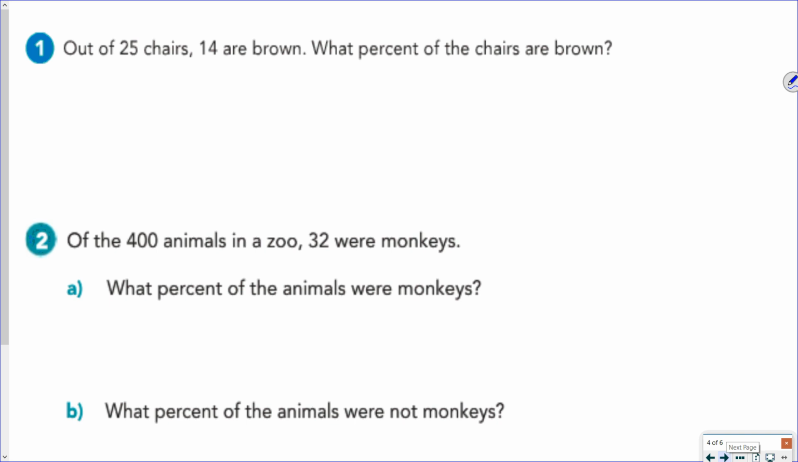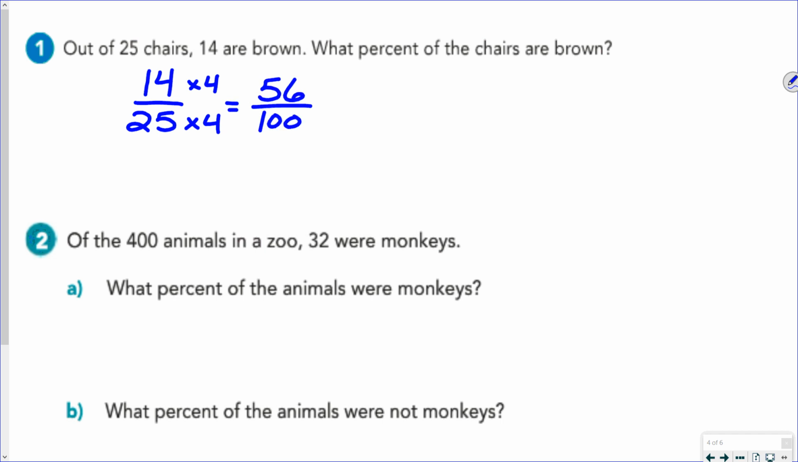Out of 25 chairs, 14 are brown. What percent of the chairs are brown? So again, we'd start with what fraction are brown. We get that denominator to be 100 by multiplying it by 4. So we take 14 times 4. That'll give us a fraction of 56 over 100, which means we would be at 56%.